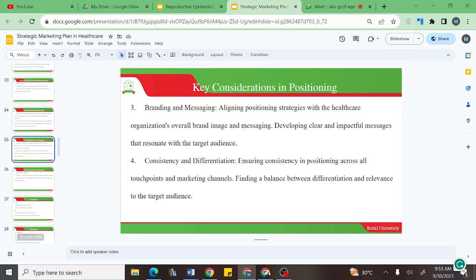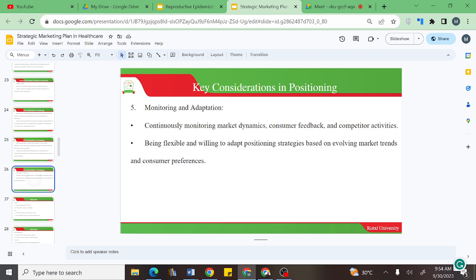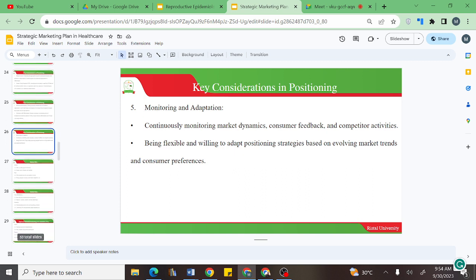And then consistency and differentiation. This is very important. If you just keep changing positions, then it becomes extremely hard. So you need to be consistent in positioning across the major touch points and marketing channels. And then, of course, you need to continuously see what messages are coming back to you in form of feedback. This is very, very important in making sure that you make readjustments as needed.